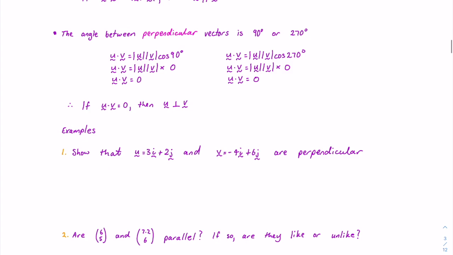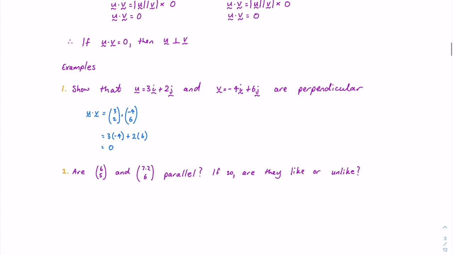Okay, let's look at this example. We have to show that these two vectors are perpendicular. So we basically just need to look and show that the dot product equals 0. It's as simple as that. So the dot product is (3, 2) times (negative 4, 6). So 3 times minus 4 and 2 times 6. 3 times minus 4 is negative 12. 2 times 6 is positive 12. So we add those, we do get 0. So therefore they are perpendicular.